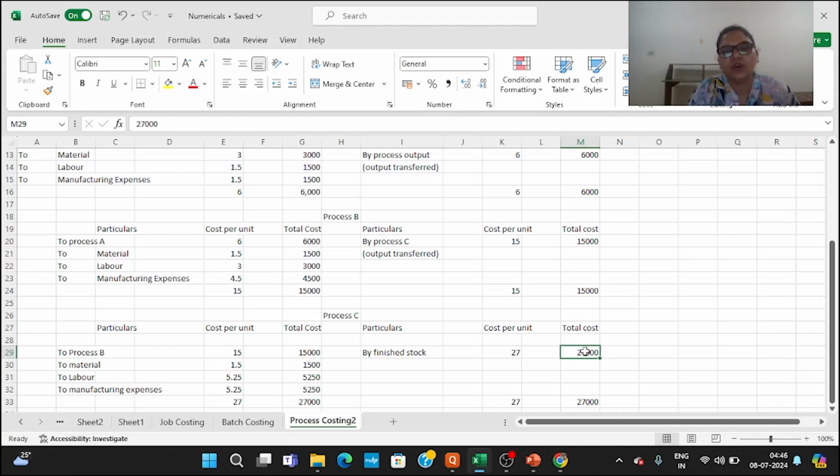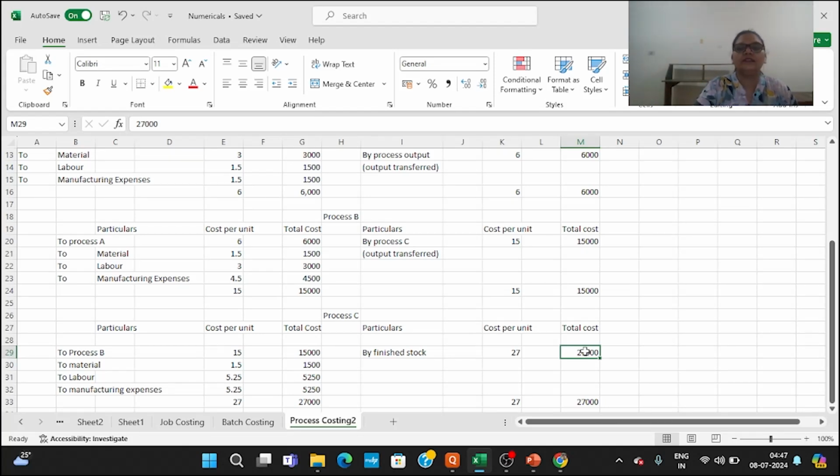27,000 is your final cost because this was the final, last process, and therefore this particular product is complete. The total cost of the product we have arrived at is 27,000, and it will be 27 per unit. So this is how we solve the process cost numerically.